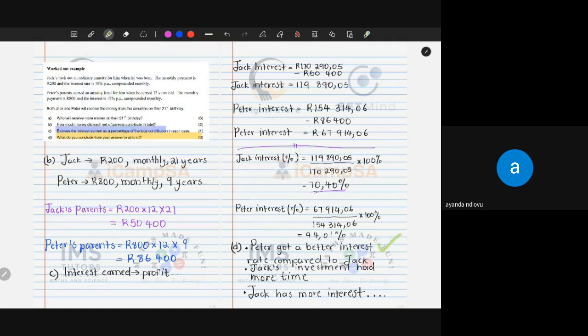So they'll say 1 mark, okay, you can clearly see that this one got a better interest rate. However, the other one had more time. But at the end, Jack won, he has more interest. And then they give us the 3 marks that you see highlighted there. Do you guys understand? If you do, give me a thumbs up.